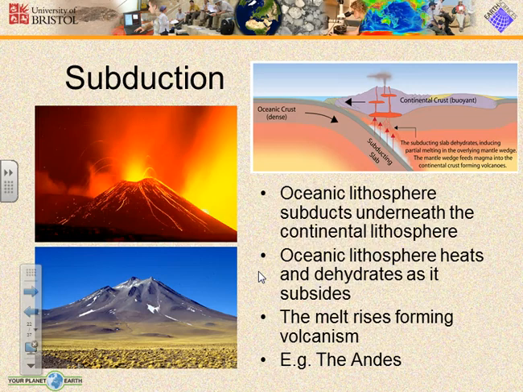Okay, and this slide is just reinforcing what I've just explained to you. Oceanic lithosphere subducts underneath the continental lithosphere. The oceanic lithosphere heats and dehydrates. As it subsides, the melt rises, forming volcanism. So there it is. And an example would be the Andes. Let's go ahead and make sure that we write that. The Andes.